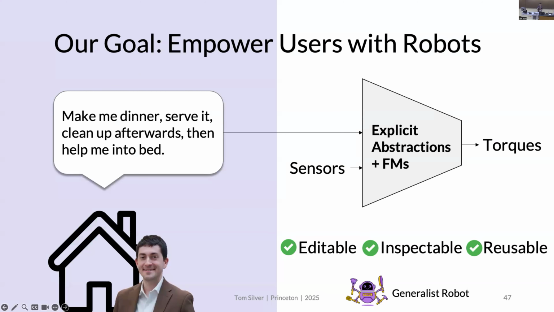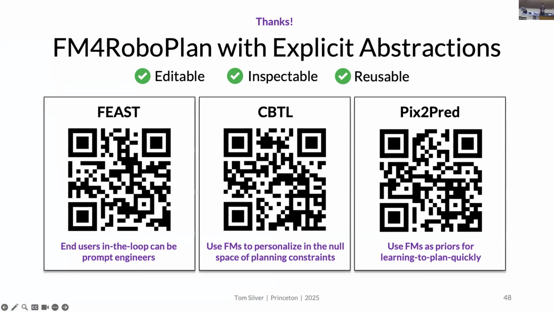And zooming way back out, if our goal is ultimately to empower users with robots, I think it's essential that we really ask ourselves, how can we let users edit, inspect, and reuse what the robot is doing, these abstractions? And I think the best way to do that is to combine the strengths of both foundation models and explicit abstractions. Thanks very much.